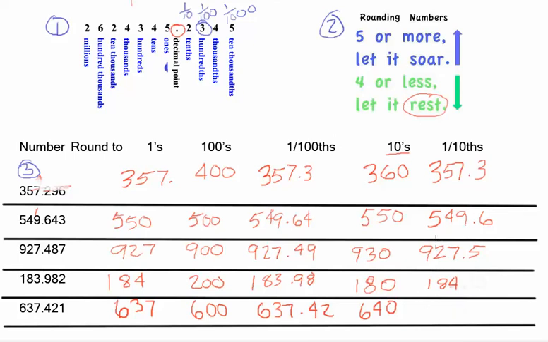And then finally, the last one, we're rounding to the tenths place. The tenths place is a 2. We look to the number, oh no, excuse me, the tenths place is a 4. Again, there we go again. If you don't start at the decimal point and go to the right, you're going to mess it up. So again, I start at the decimal point. The 4 is in the tenths place. I look to the right of that. To the right of the 4 is a 2. It is 4 or less, so I'm going to let it rest. So our answer here is going to be 637.4.